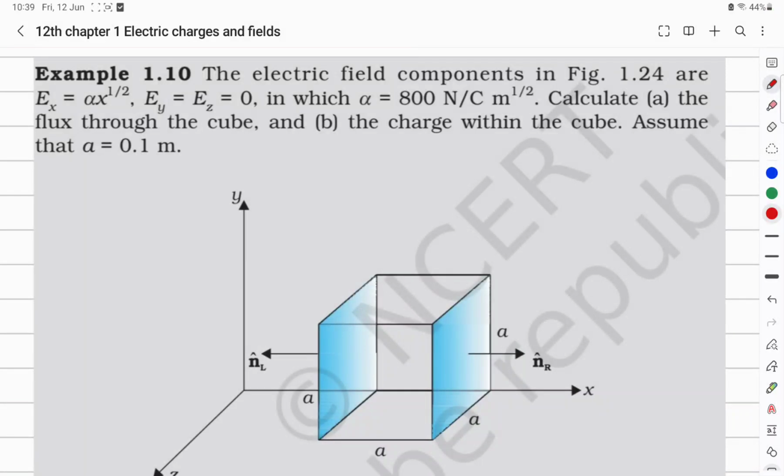Today we are going to see Physics 12th Chapter 1 Example 1.10. In this question they have given us the electric field components in figure 1.24: E of x is equal to alpha x power 1 by 2, and the electric field components in the y and z directions are 0, in which alpha is equal to 800 Newton per coulomb meter power 1 by 2. So here we are going to calculate the net electric flux on the cube and also the charge within the cube. Assume that a is equal to 0.1 meter.